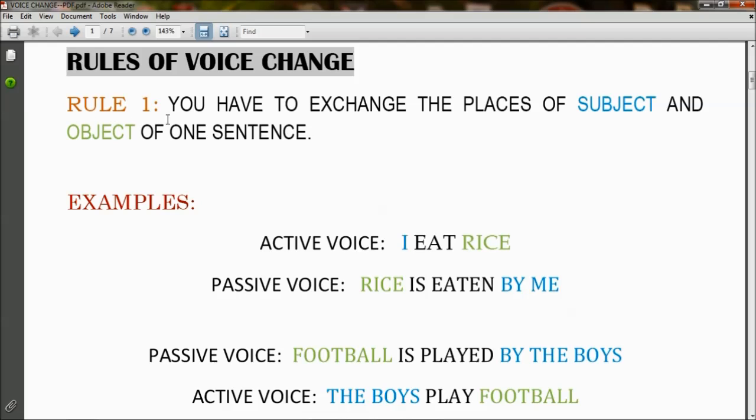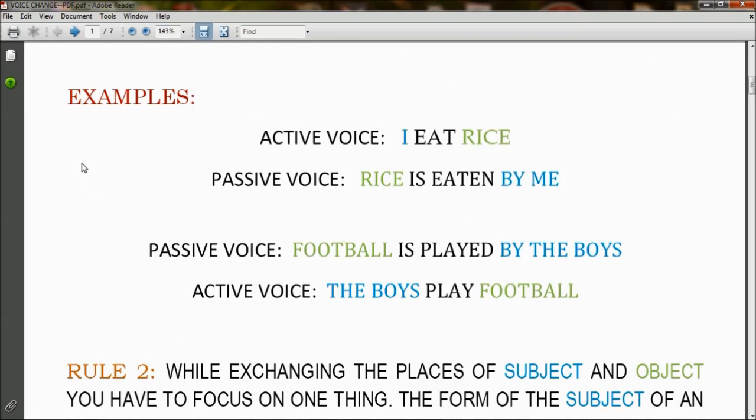So, rule 1 is you have to exchange the places of subject and object of one sentence. To understand more clearly, we should look at the examples. In active voice, I eat rice. In passive voice, it becomes rice is eaten by me. So the subject of the active voice has become the object of the passive voice, and the object of the active voice has become the subject of the passive voice.